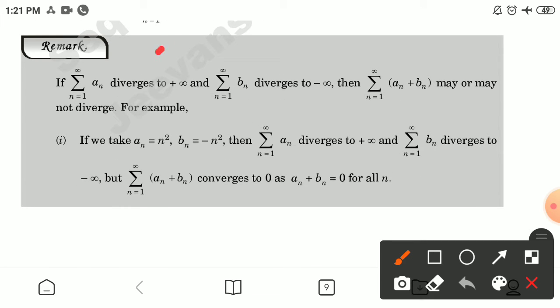Now making a remark: if summation an diverges to plus infinity and summation bn diverges to minus infinity, then summation an plus bn may or may not diverge. For example, if we take an equal to n square, bn equal to minus n square, then summation an diverges to infinity, summation bn diverges to minus infinity, but summation an plus bn converges to 0, as an plus bn equal to 0 for all n.